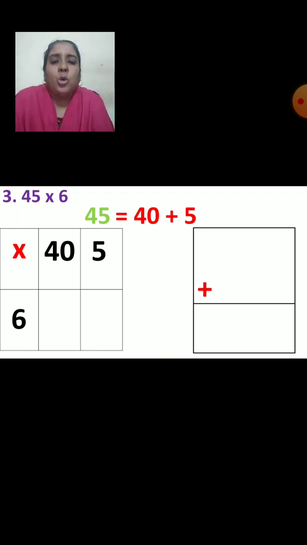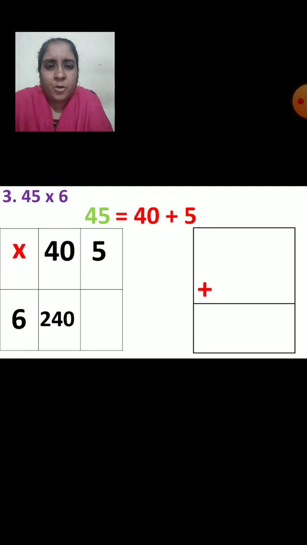6, right? So you will take one number. Again 40 table. If you don't know, you can take 4 table. 4 6. 4 6 is how much? 24. And then you have to bring that 0 down, right? So what will be your answer, children? 40 multiplied by 6. Answer is yes, 240.